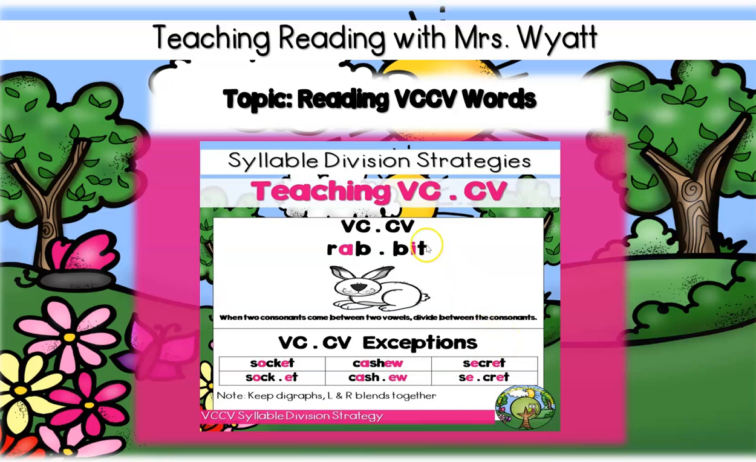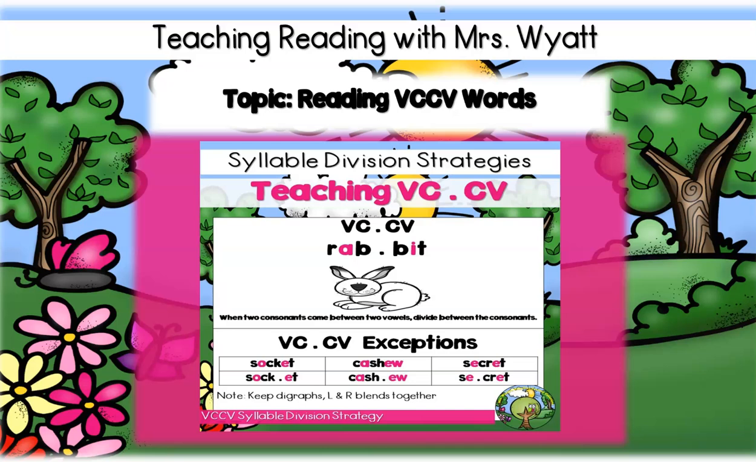Now there are a few exceptions to this rule. The majority of the time this strategy will work, but it's important to point out some exceptions. You're going to keep digraphs, L blends and R blends together. In the word socket, yes, you do have a vowel, consonant, consonant, vowel pattern, but because that CK is a digraph, you would keep it together. Socket. In the word cashew, you have that SH digraph, so it's going to stay together. You'll notice in this second syllable, there's only that long U vowel pattern, with no consonants, and it's okay.